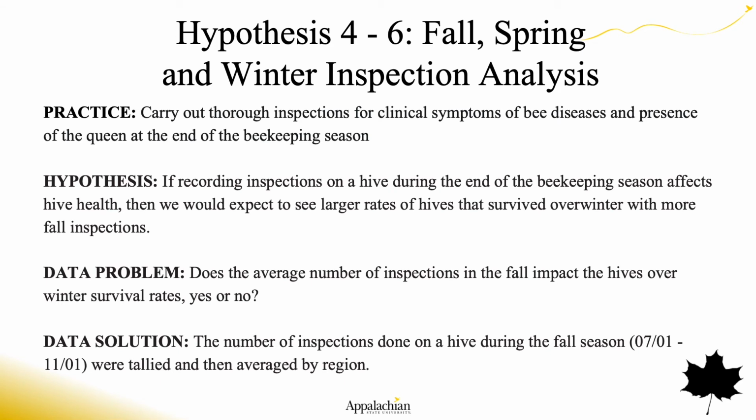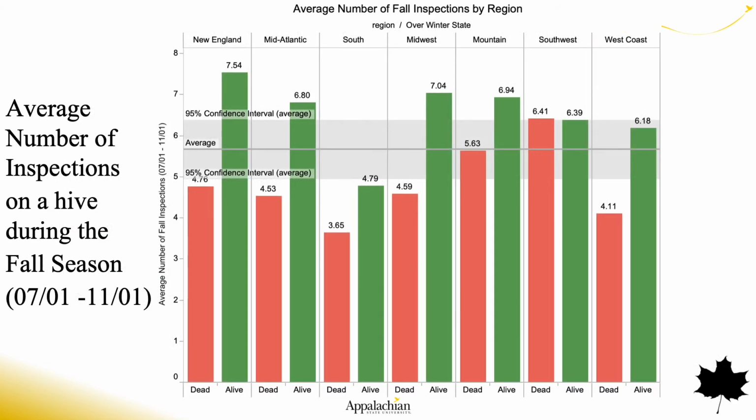To do that, we looked at the number of inspections done on a hive during the fall season and tallied them and averaged by region. For the first season, we will look at the average number of fall inspections by region. As you can see, we found that on average, the regions where more inspections were recorded on a hive during the fall season, the better chance they had for survival. There was particular statistical significance in New England, Mid-Atlantic, and Midwest regions.